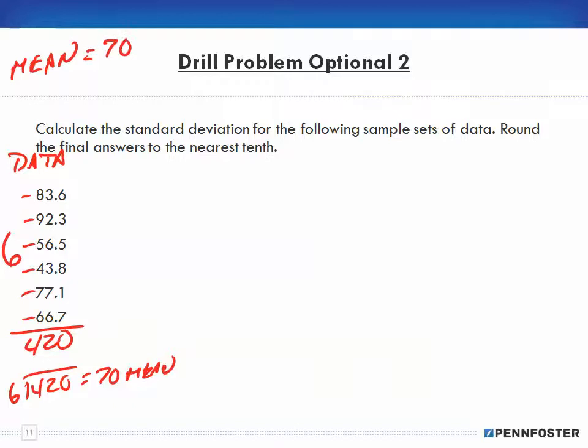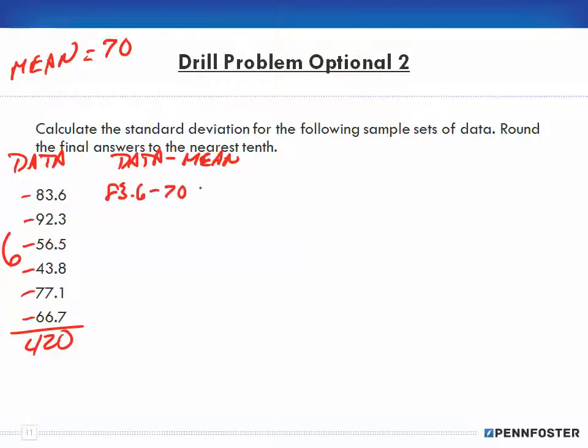Okay, so my mean is 70, right? Just an average. So then in the next column, I have to take my data minus my mean in order to find the deviation of the data from the mean. So I take 83.6 and I subtract 70 from it, and that gives me 13.6. I take 92.3 minus 70, and that gives me 22.3.